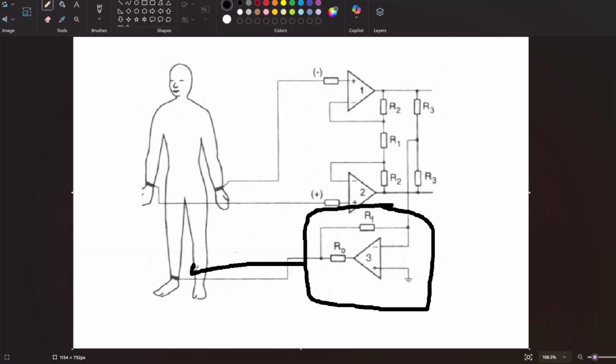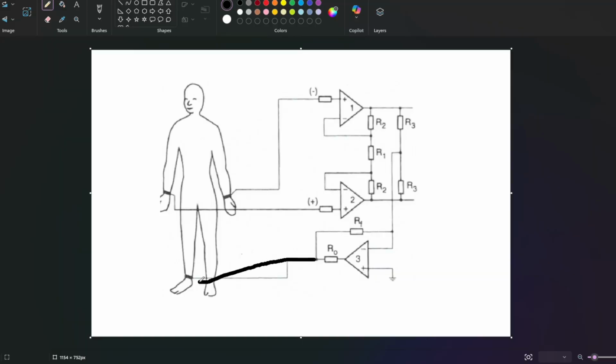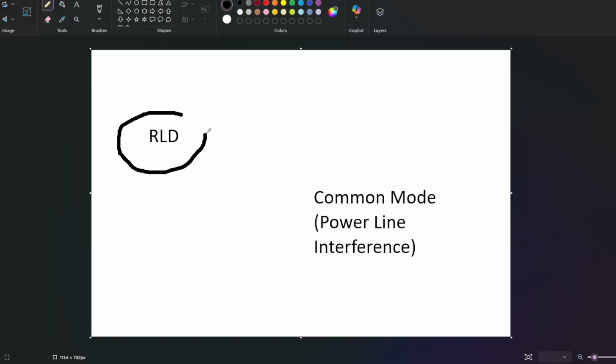The right leg drive, or RLD, is a circuit used in biological signal acquisition systems such as ECG, EEG, and of course EMG. Despite its name, it is not necessarily related to the right leg. The name comes from its original use in ECG systems, where the feedback electrode was often placed on the patient's right leg. The purpose of the RLD circuit is to reduce common mode interference, especially the 50 or 60 Hz noise generated by electrical power lines.